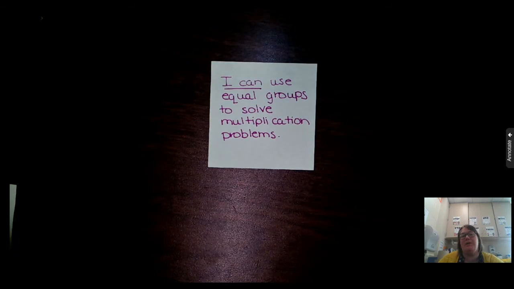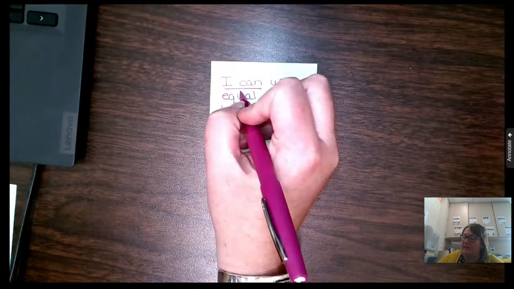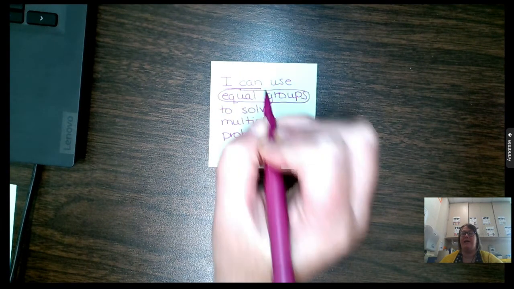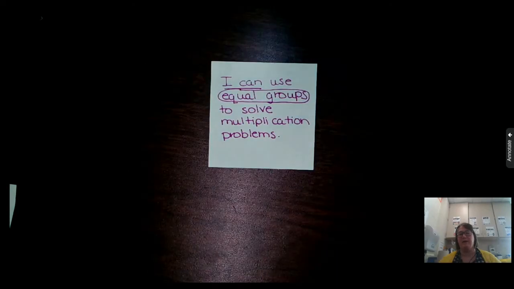I want to tell you a couple things about multiplication. When we multiply, we use equal groups. That's like the biggest thing with multiplication, and you're going to see it for division as well. It has to be equal groups. If they're not equal groups, it doesn't work. It's not multiplication. So what I want you to do, and if you need to pause the video after I tell you this, you can.